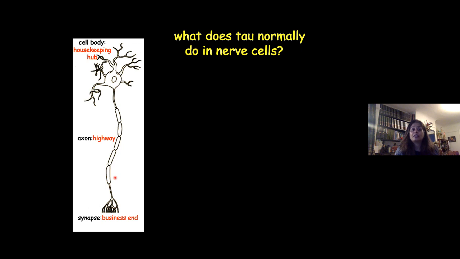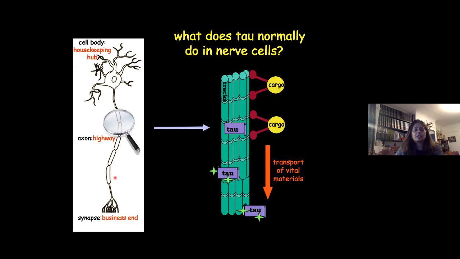Well, what does tau normally do in axons? Tau normally, as I told you, is a protein found within the axon. So to remind you again of what a neuron looks like, you've got the cell body, which is the housekeeping hub where all the reactions in the cell occur.